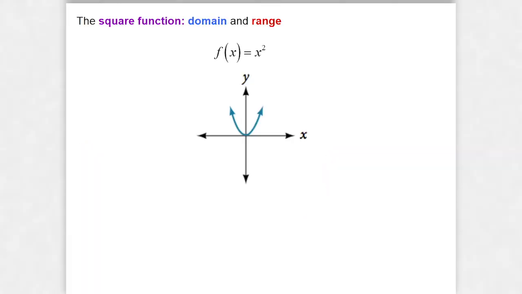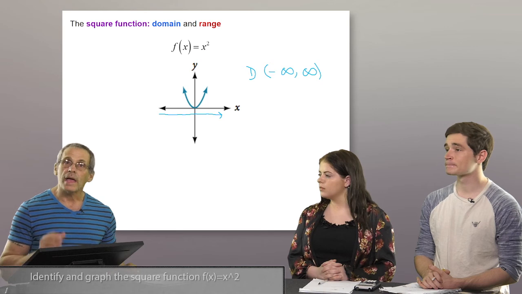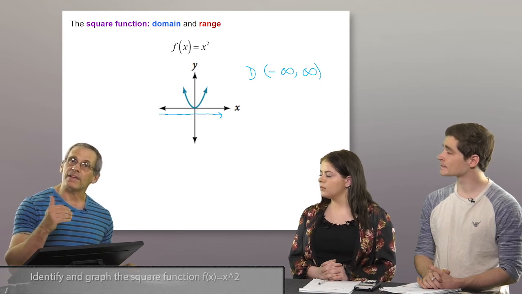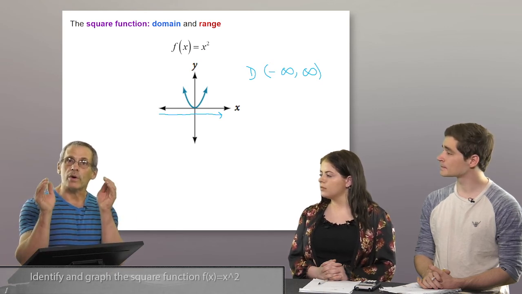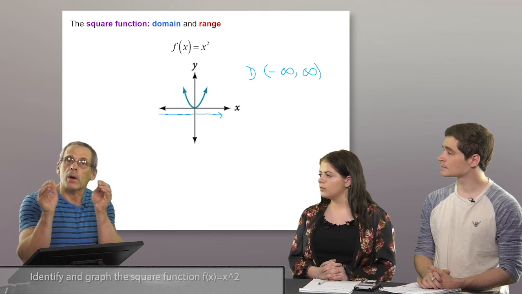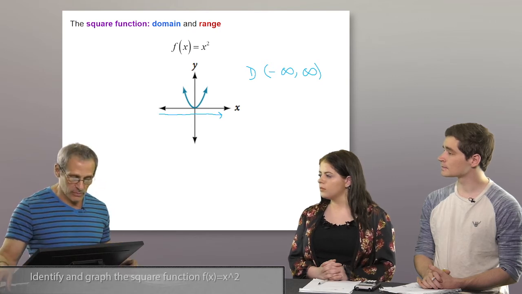So let's start with the domain. Notice this graph extends from the left to the right forever. So the domain is -infinity to infinity. And with intervals involving -infinity or infinity, we always use parentheses as the ends of those intervals.